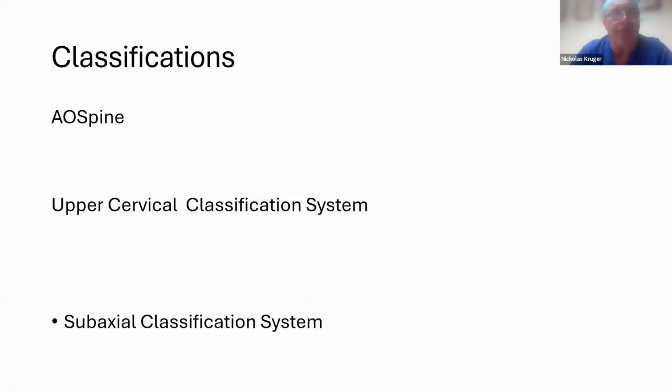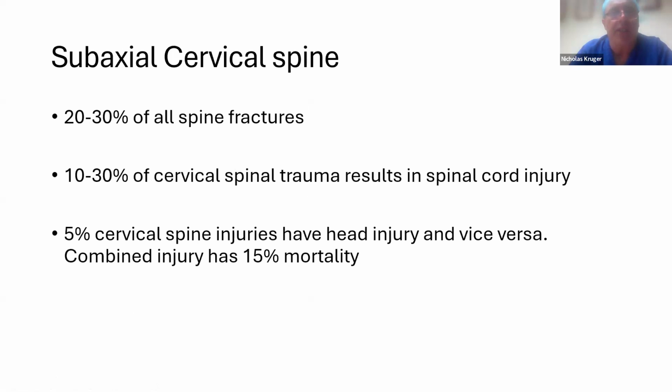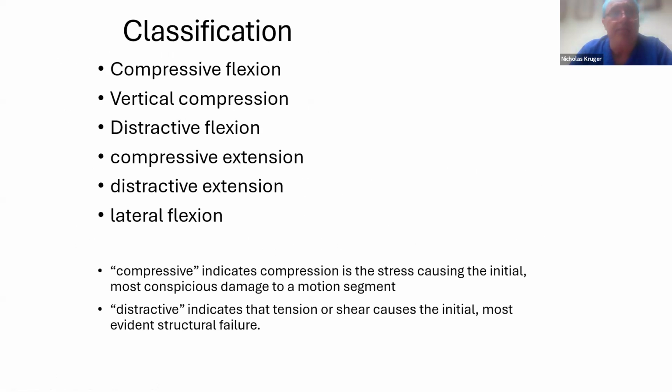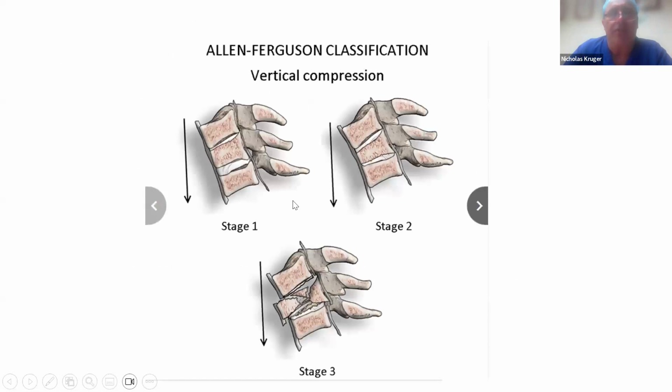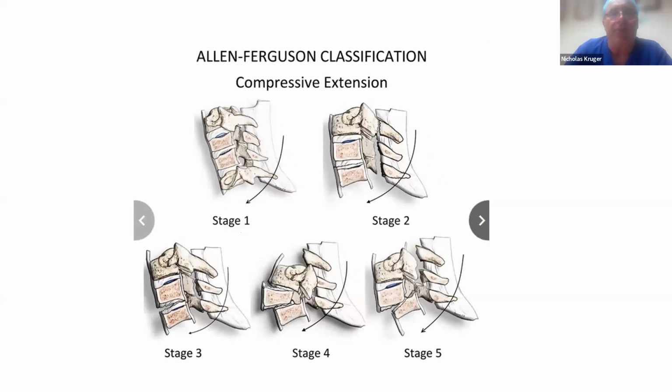I'm going to go through the AO Spine classification systems. I don't like the AO Spine for the neck, so we use the Ferguson-Allen, which is more mechanistic. There's a couple of different ones. You've got the compressive flexion, vertical compression, distractive flexion, and so on, lateral flexion. The classic burst fracture will be your vertical compression. And then you get compressive extension. You're almost never going to see those.